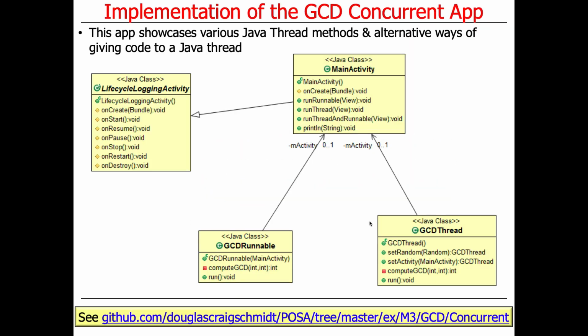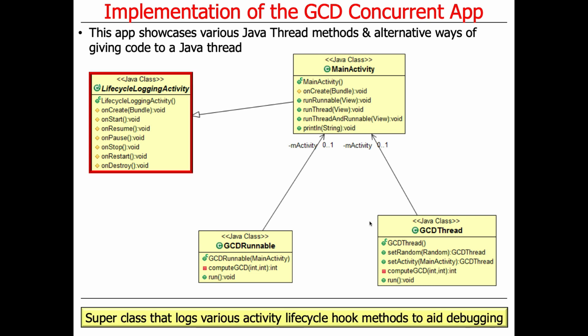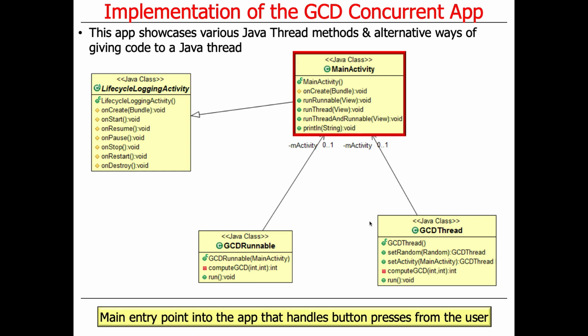And here's what we're going to do. We're going to have a bunch of classes involved. You can get the code here. We're going to have this thing called the lifecycle logging activity. That's just there to make it easier to tell what Android's doing with respect to its hook methods that it calls back when pieces of code start to run. We won't worry about that right now.